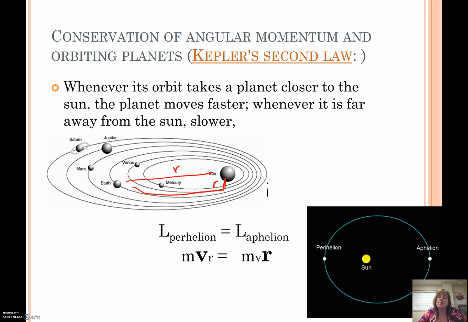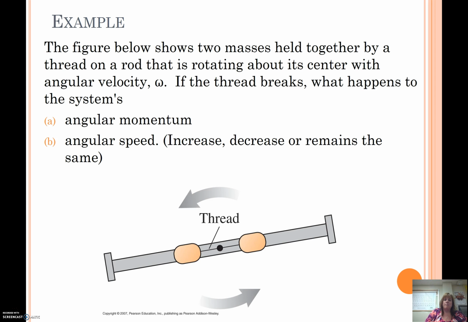Angular momentum is conserved, so when I have a small radius, like in here, I'm going to have a higher speed. Small radius means a higher speed, linear velocity or angular velocity. As I get farther away from the sun, my radius gets bigger, and my speed gets slower. So orbiting planets is another great application of the conservation of angular momentum.